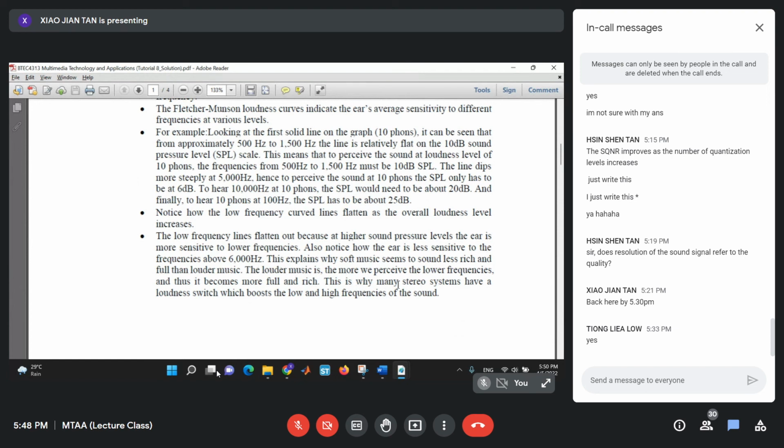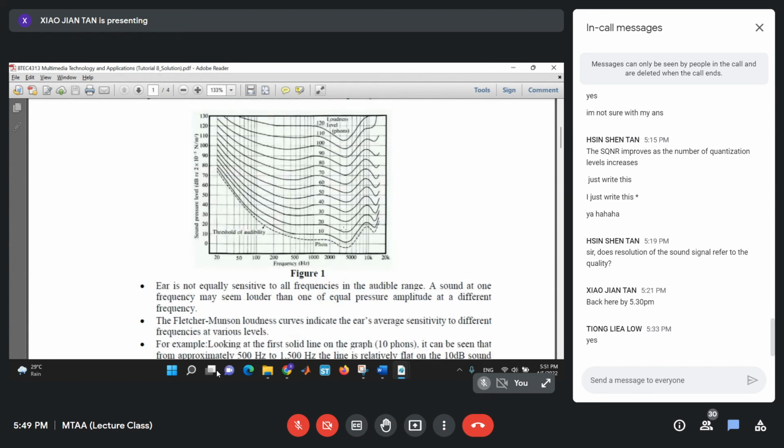This is why many stereo systems have a loudness switch, which boosts the low and high frequency of the sound. This is another example, whereby you increase the loudness of the audio and feel like the music is full and rich, which means the details inside the music are very clear to you. Of course, this one is not referring to those with high pitch, but you just increase the volume alone.